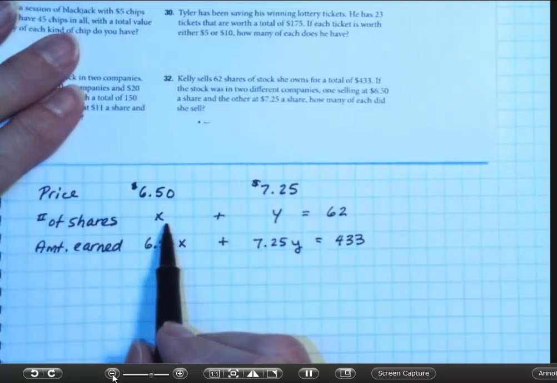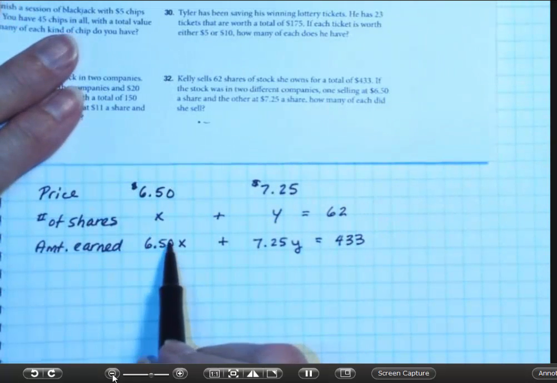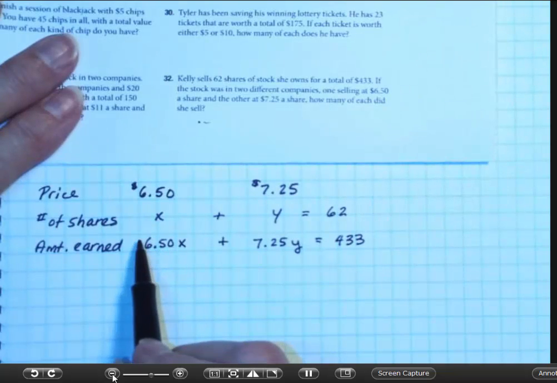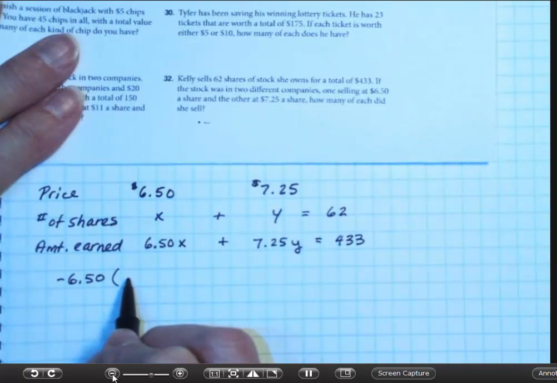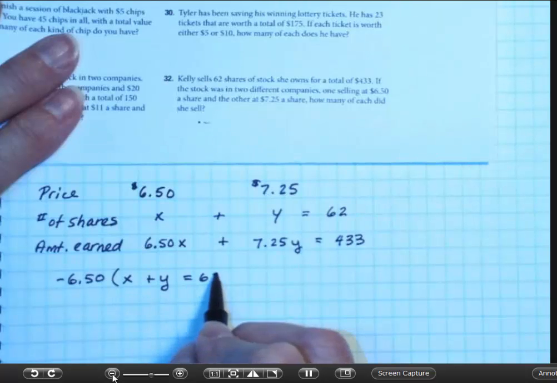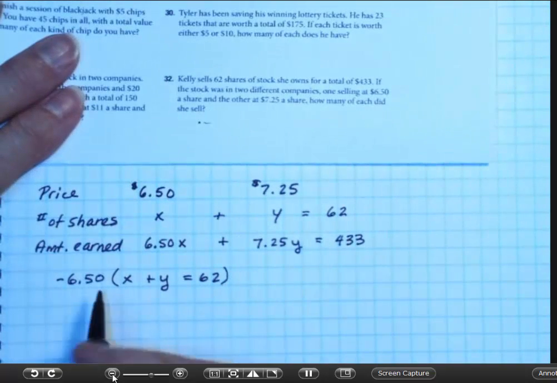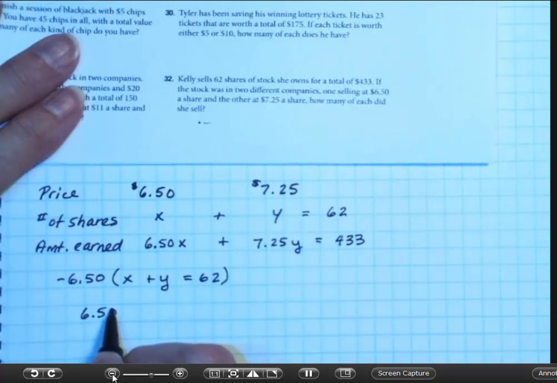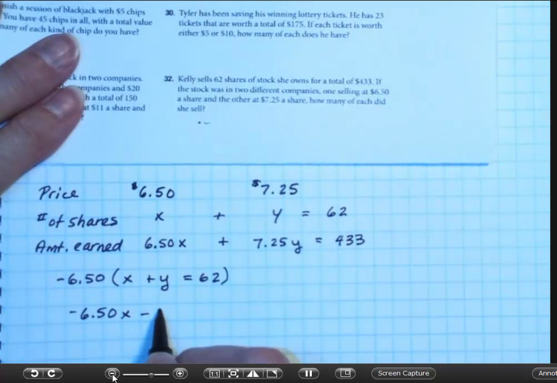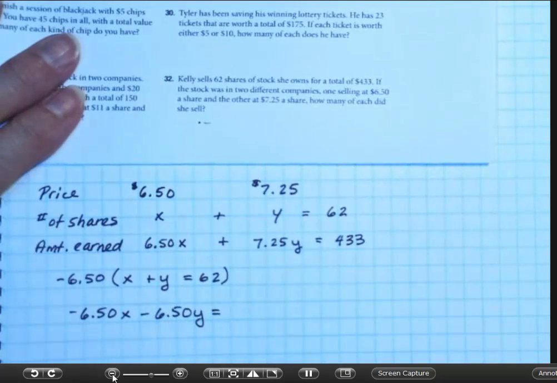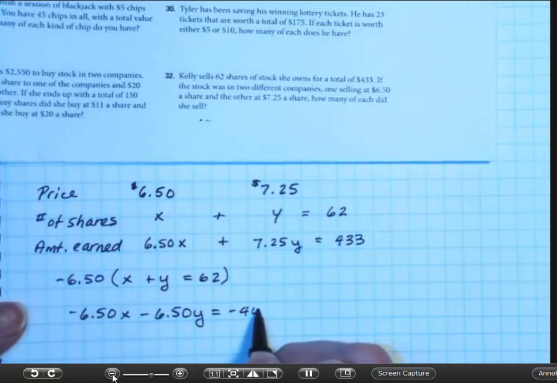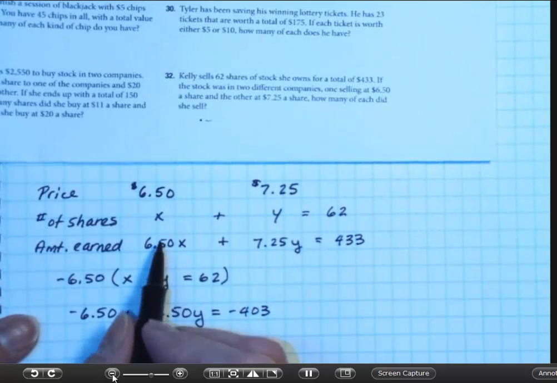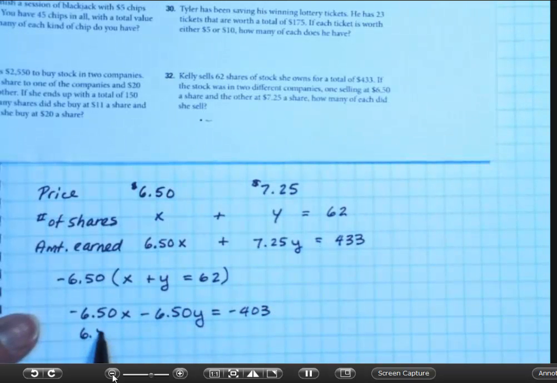So I'm going to multiply this first equation by the same coefficient that I have here of 6.50, but I'm going to change the sign, and I'm going to make it negative $6.50. And I'm going to multiply times every term in that first equation. When I do that, I end up with negative 6.50x minus 6.50y equals negative $403.